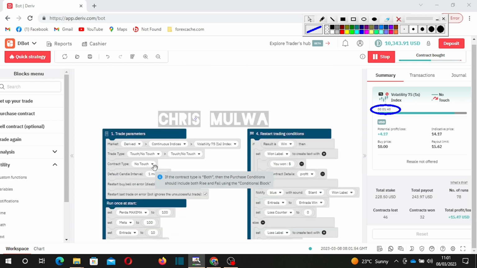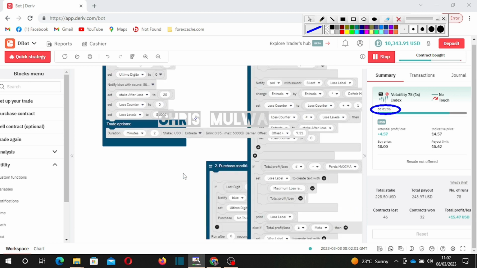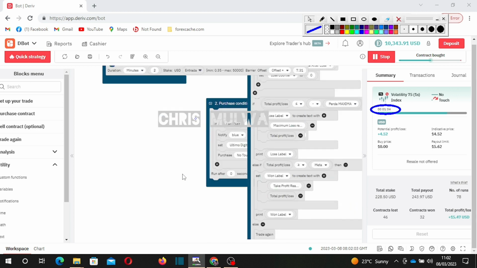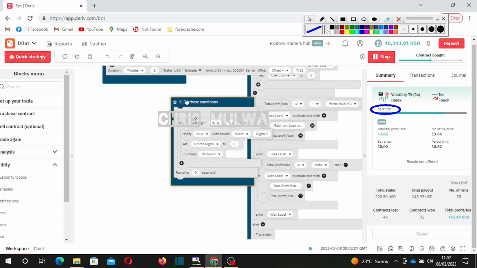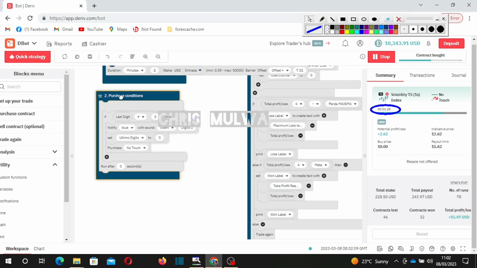We are using the no touch, then touch or no touch. So we selected no touch. So if you want to know more about this, you can see our purchase here is no touch. Let us see.